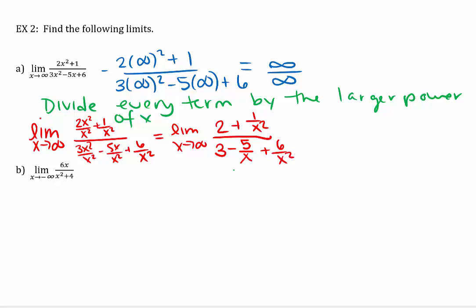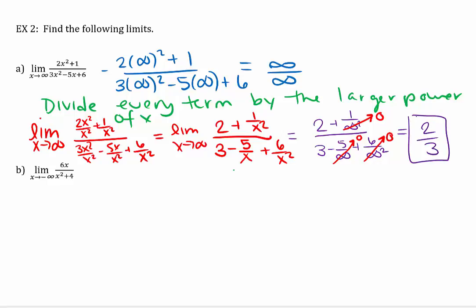And now I'm going to plug my infinity in again and see what happens. So I plug infinity in for all of those x's. And anytime you have a constant divided by infinity, like 1 divided by infinity, or even infinity squared, that's still infinity, a constant divided by infinity always goes to 0. So this 1 over infinity, 5 over infinity, 6 over infinity, all of those terms go to 0, and all I'm left with is 2/3. And that's my solution, y equals 2/3. My limit is equal to 2/3.